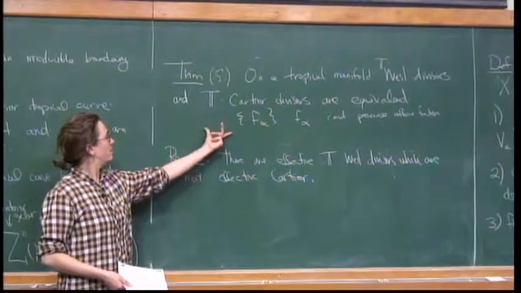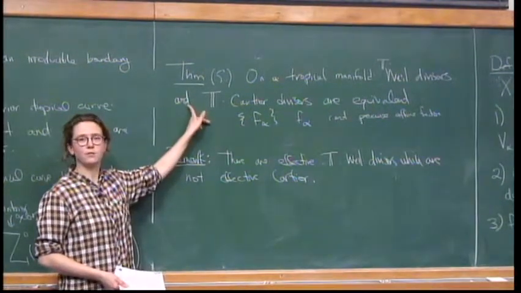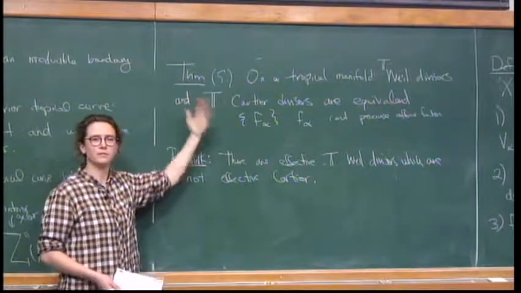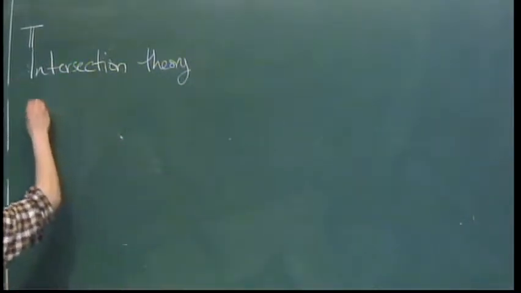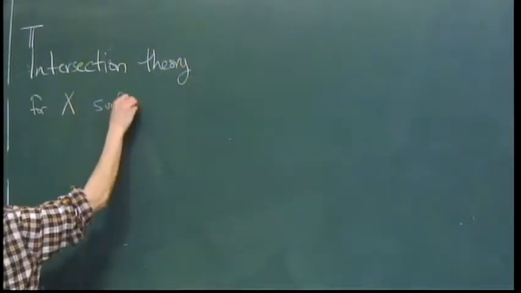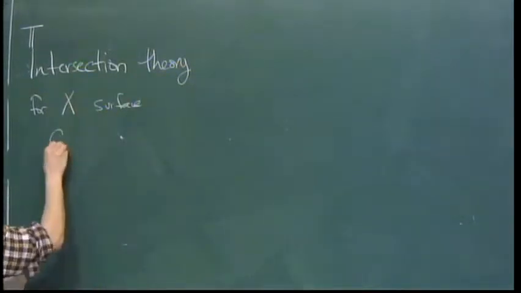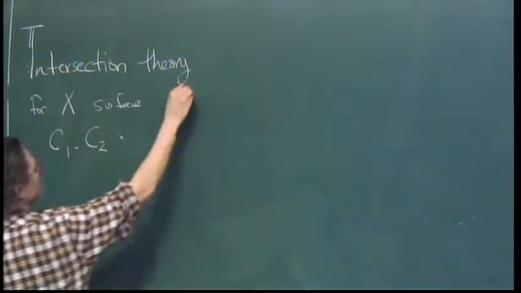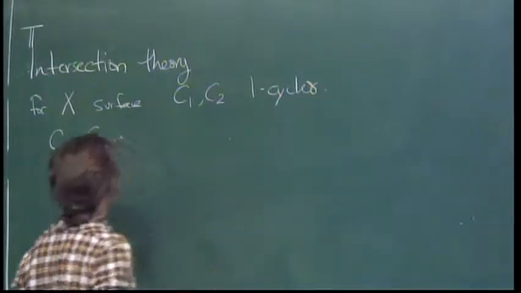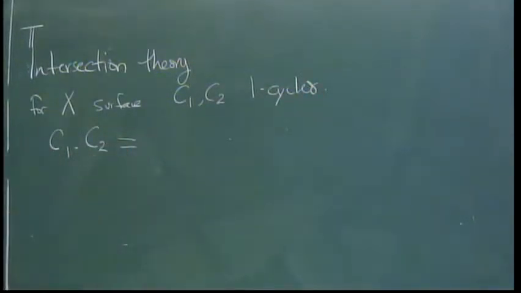Now, once I told you that every codimension 1 cycle is actually a Cartier divisor on my space, I can use the theory of Cartier divisors, just as in the classical setting, to define intersection numbers. So on a surface, if C1 and C2 are two 1 cycles, I can define an intersection pairing because I have this theorem.